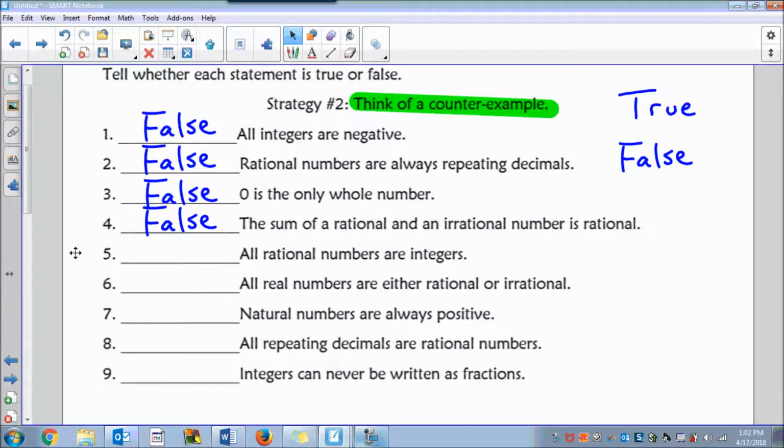All right, complete the rest of those on your own. Again, try to think of one counterexample that either makes it true or false, and it should help you. Again, you can use the diagram with that strategy.